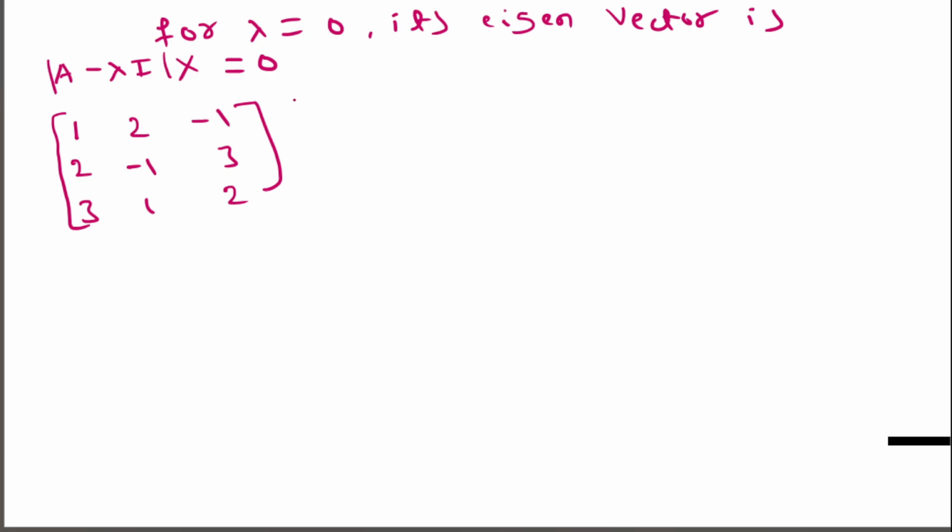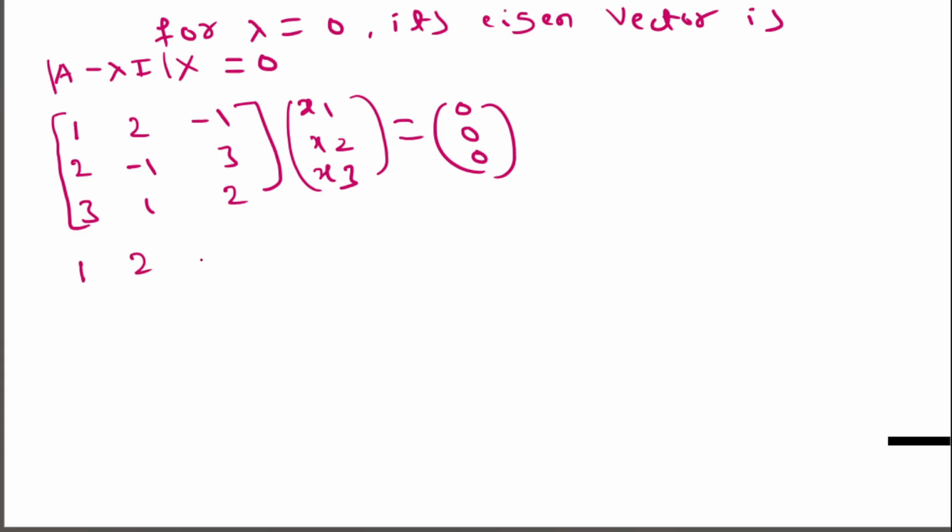This is a 3 cross 3 matrix. The column eigenvector can be taken as x1, x2, x3 equal to 0, 0, 0. Here we first have to reduce this matrix by using row operations, then equate the equations. Otherwise, this will be a big equation, and then we face the problem of solving. Hence, first we have to reduce this matrix.